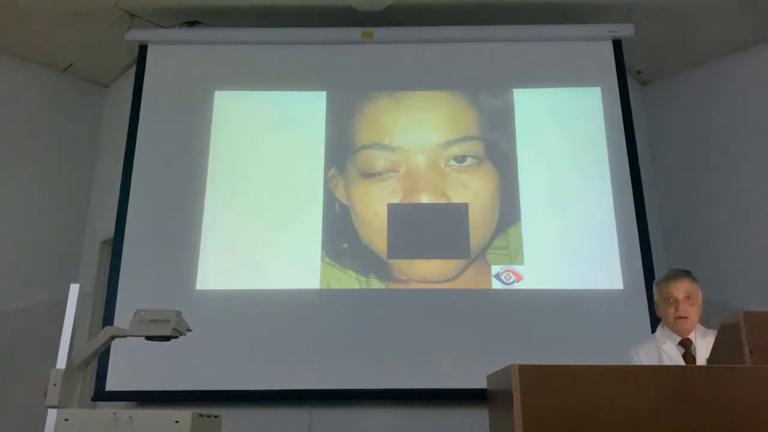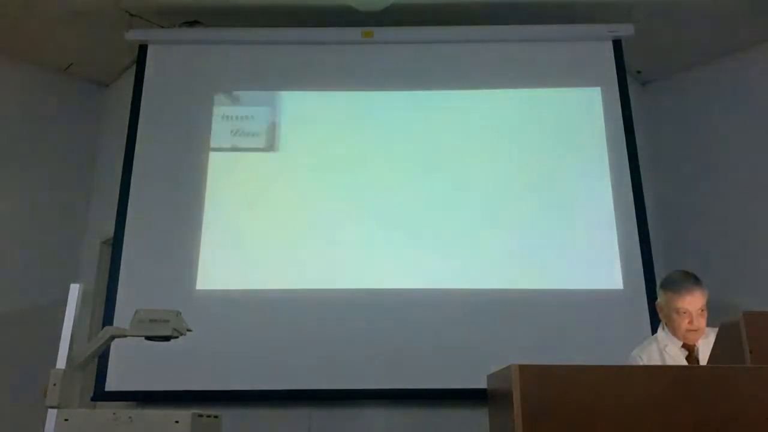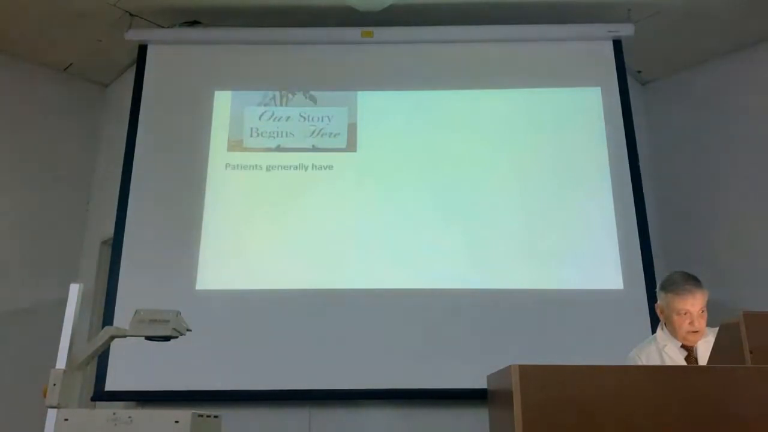Why should the oculomotor nerve be affected? Because it runs in the wall of the cavernous sinus. And if there's a thrombosis of the cavernous sinus, the oculomotor nerve will be affected. The answer is yes, it can be due to cavernous sinus thrombosis. So the story begins here.